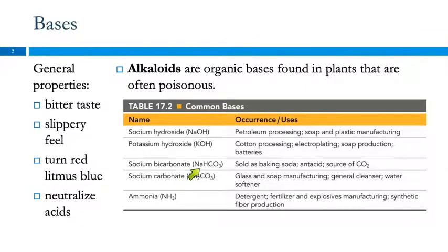Sodium bicarbonate is baking soda. That's used as an antacid. Sodium carbonate, which sounds a lot like sodium bicarbonate, is used as a water softener. Ammonia is a base, used as a detergent and a fertilizer.